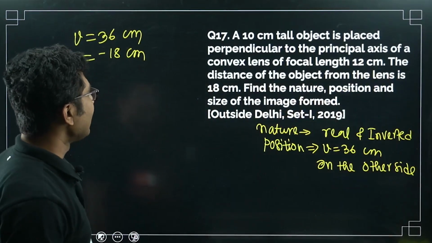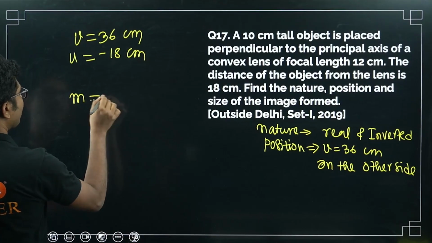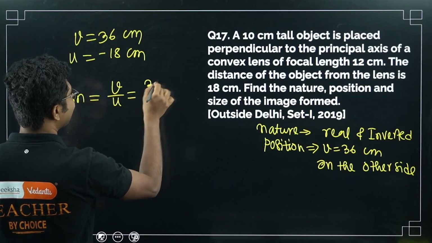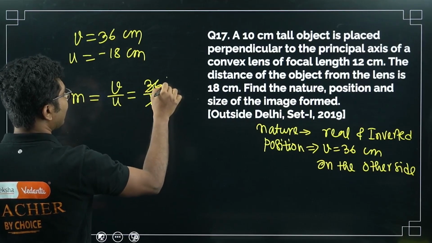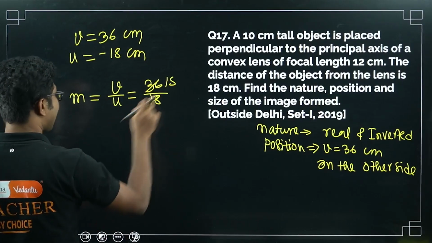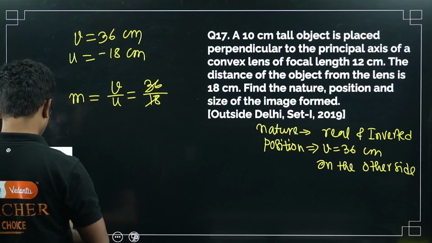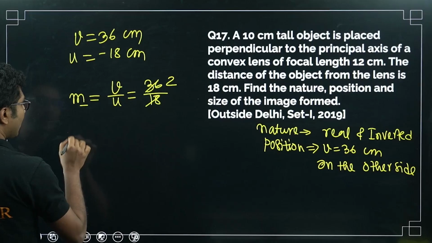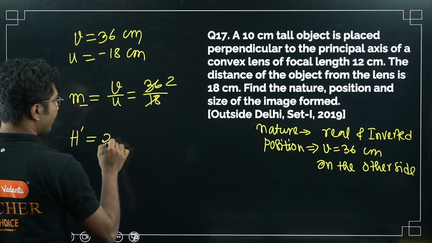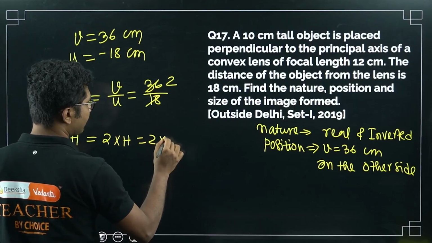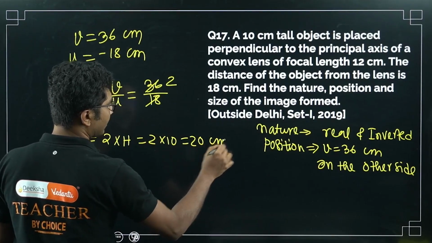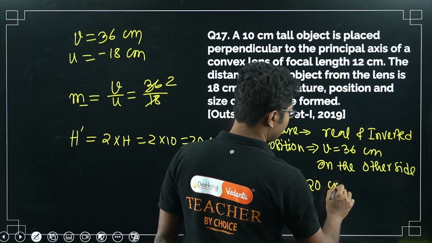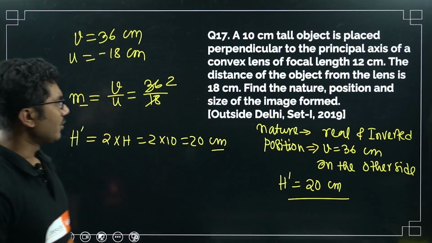Okay, next is size of the image formed. To find the size of the image formed, you have to calculate the magnification. Magnification is V by U. So V is 36. We again ignore the sign, because we are only interested in the final size. Okay, if they ask you with sign, then only you need to use negative sign in case of magnification. So the height of the image is 2 times height of the object, that is 2 times 10, that is 20 centimeter. Okay, so height of the image is 20 centimeter. Okay, so I hope this helps.